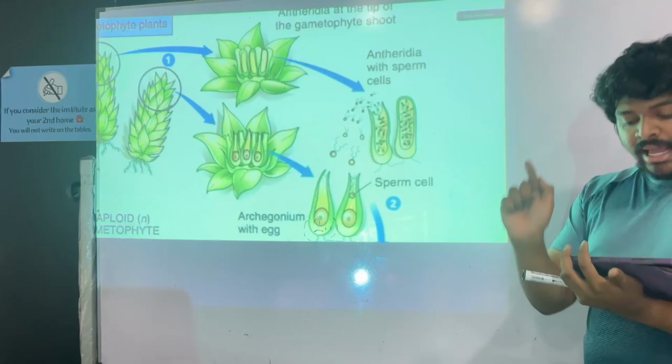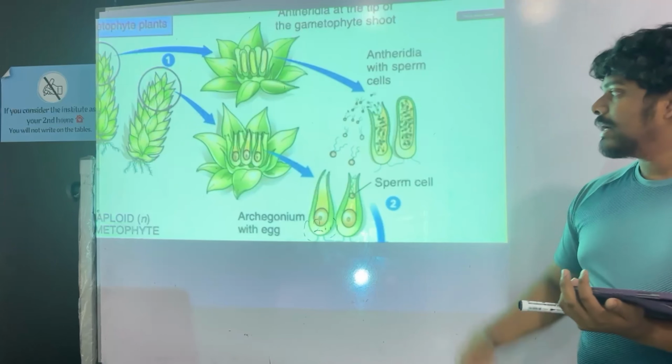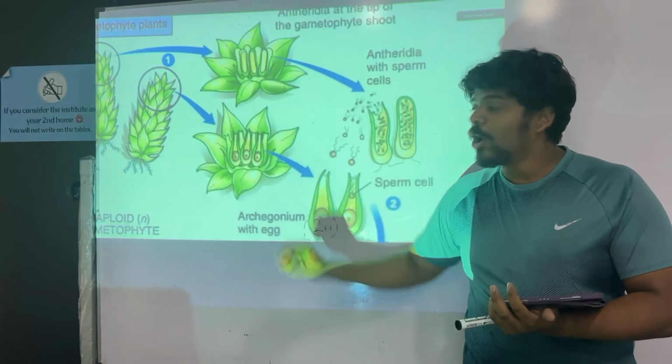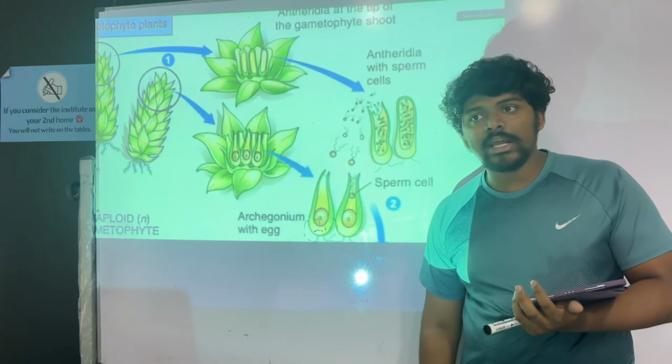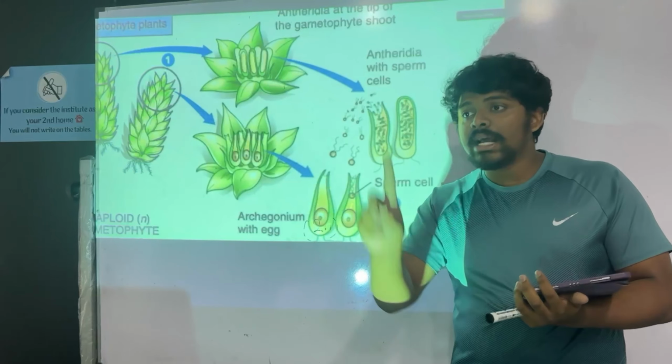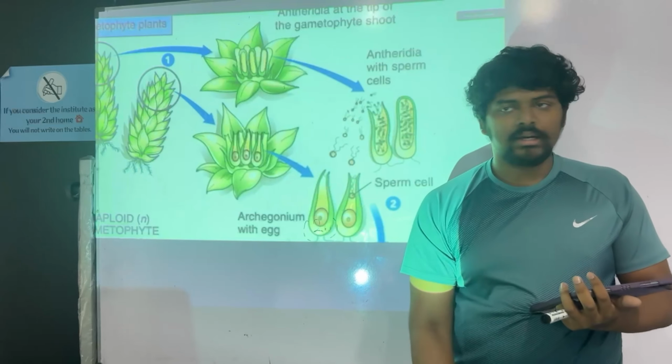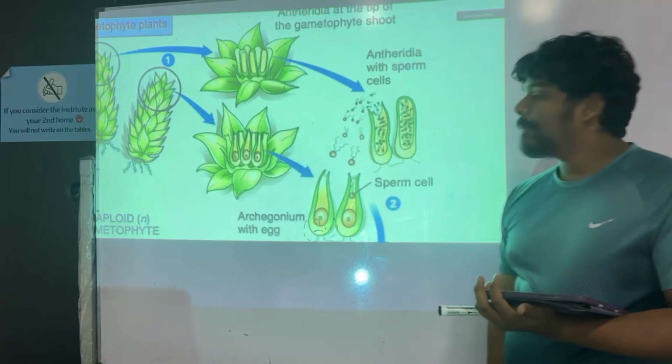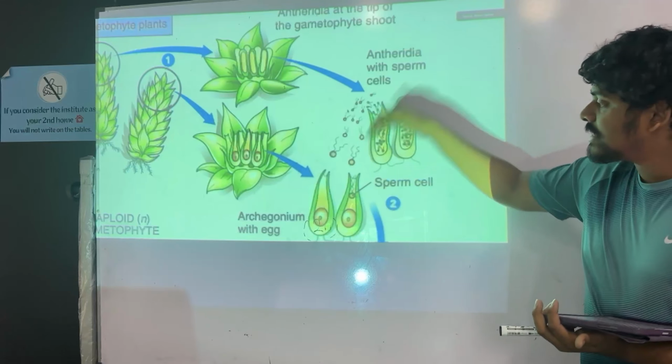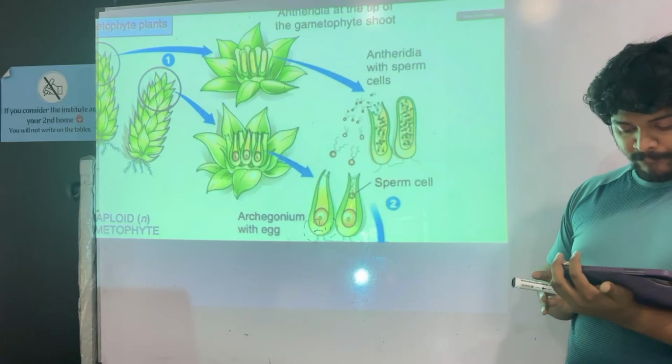A single egg is produced within the archegonium. Again, take a look at the image. How many eggs are there within the archegonium? Each archegonium has one egg within it. So each archegonium produces a single egg to which a sperm can come and bind.